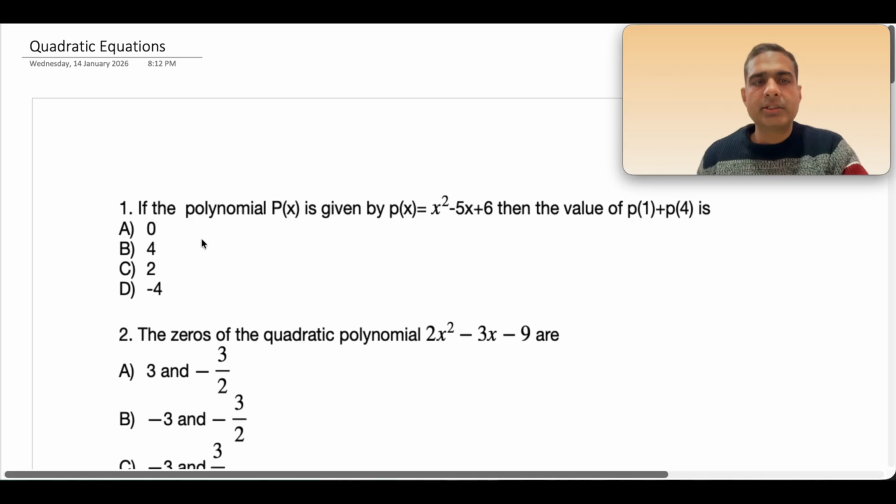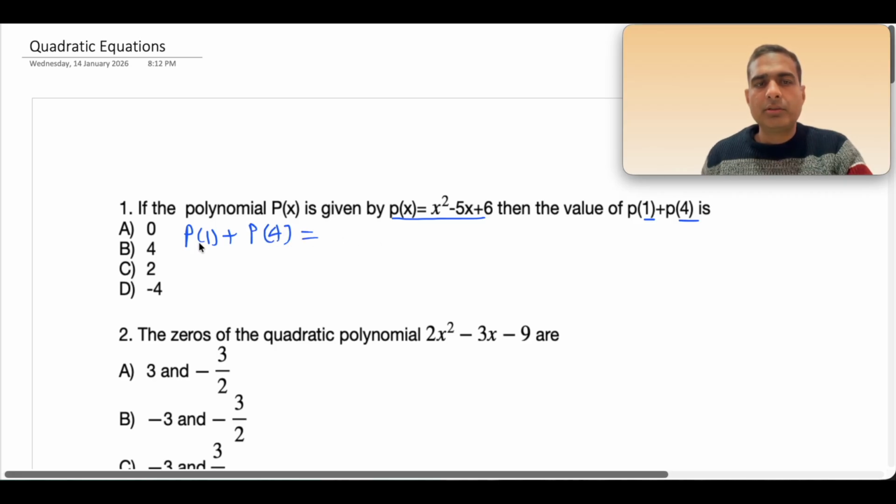So the first question is, if the polynomial p of x is given by p of x is equal to x square minus 5x plus 6, then the value of p of 1 plus p of 4 is. So a polynomial is given here, x square minus 5x plus 6, and we have to find out the value of this polynomial at x is equal to 1 and x is equal to 4. So we have to find out p of 1 plus p of 4.